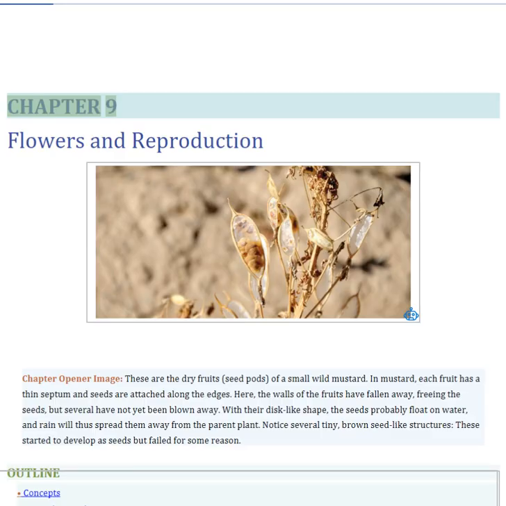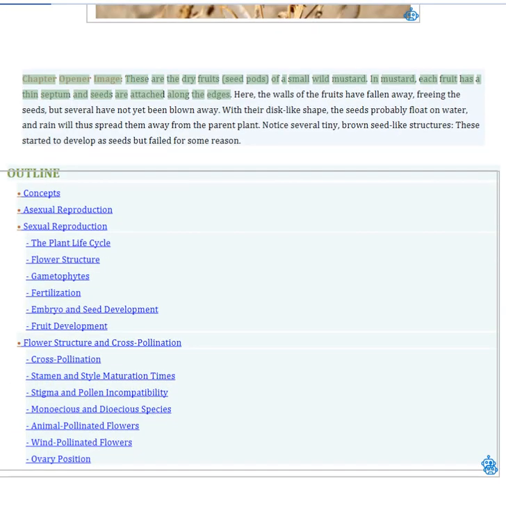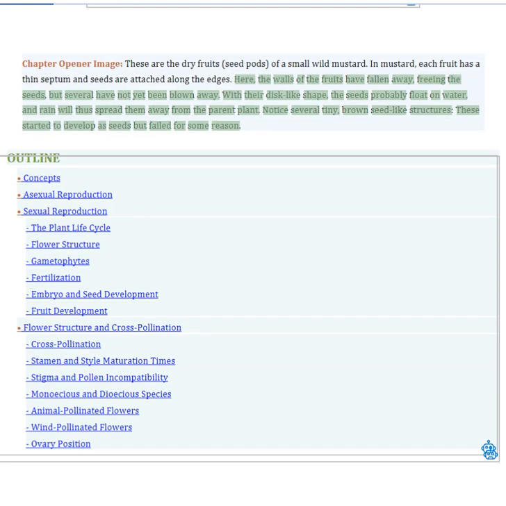Chapter 9. Flowers and Reproduction. Chapter Opener Image. These are the dry fruits of a small wild mustard. In mustard, each fruit has a thin septum and seeds are attached along the edges. Here, the walls of the fruits have fallen away, freeing the seeds, but several have not yet been blown away.